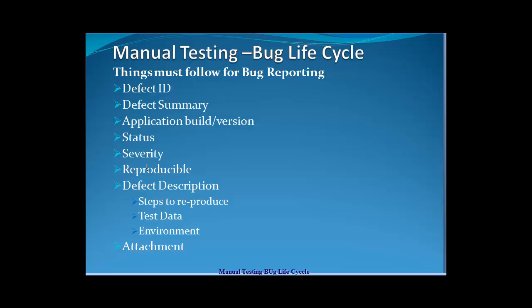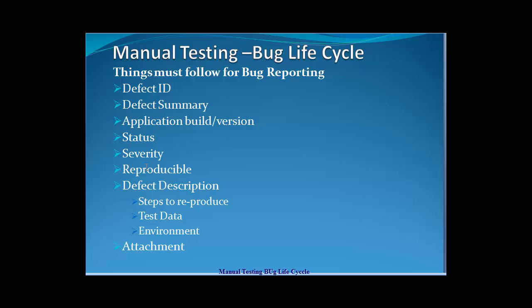In the third point, application build version. So this tells in which version or in which build of the application you found that defect. Why do we mention this here? So that the developer can understand on which build a test engineer found that defect, so that he can open that build code and could fix that particular defect.